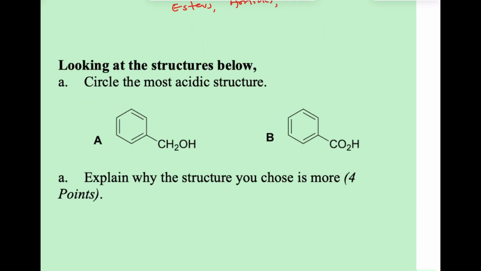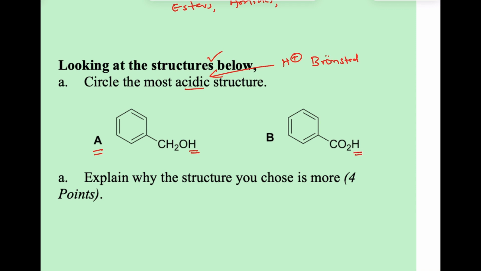Question 2. It says, looking at the structures below, circle the most acidic structure. Remember, when you say acidic, we're looking at the ability to donate protons. So basically, we're talking about Bronsted acids, or Bronsted-Lowry acids. If you look at this structure A, it can donate that proton. So this is an alcohol, it can donate that proton. Structure B is a carboxylic acid, and it can donate that proton.